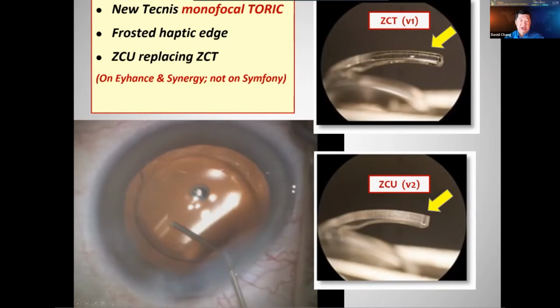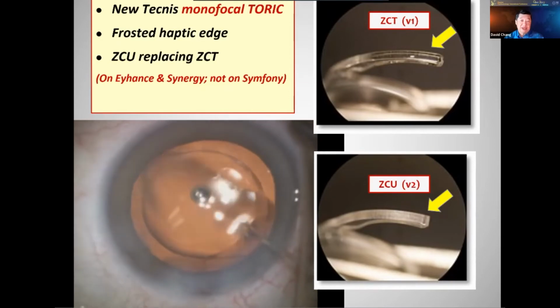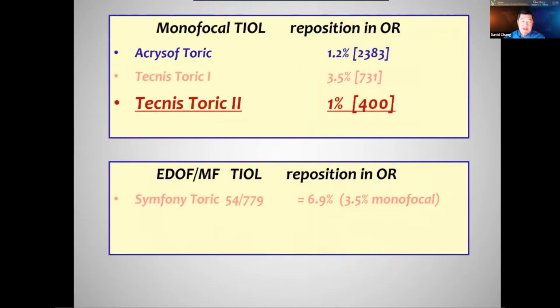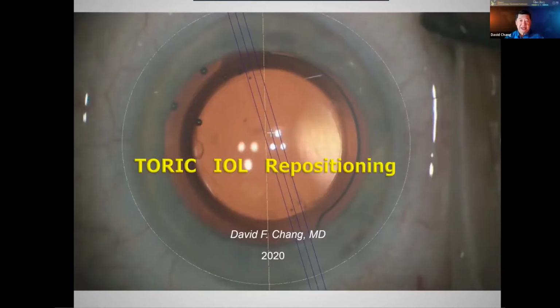So this is one of those rare times when one of our studies actually prompted a change in the design of the lens. And I can tell you now that I've done more than 400 consecutive Tecnis Toric 2s, the ZCU, and the reposition rate is 1%. So it's on par now. It's just as good as the Acrosoft Toric. So, you know, kudos to J&J for addressing this. And this is important now because with the Eyhance and the Synergy, this tells us we can expect similar results in terms of rotation stability with these presbyopia correcting lenses.